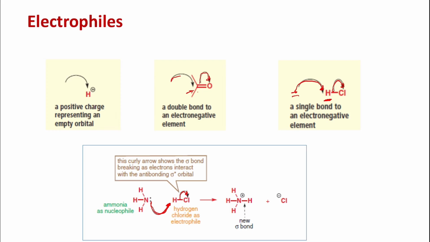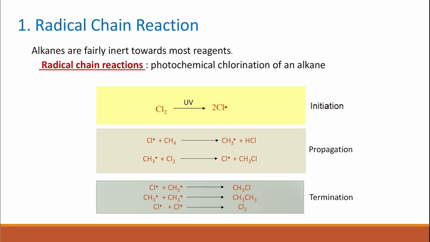So what are the most important reactions that you need to revise for your exam? The first one is the radical chain reactions for alkanes. This is for chlorination or sometimes bromination of alkanes, the photochemical chlorination or bromination of alkanes. There are three steps for this reaction. The first one is the initiation, where we use UV light to homolytically break the bond between the two chlorine or bromine atoms to give the free radicals. So this is the initiation.